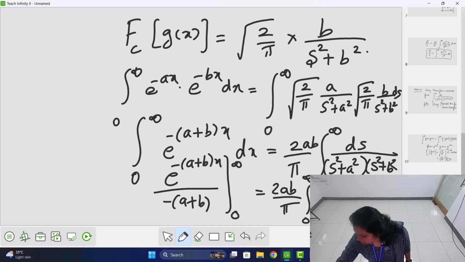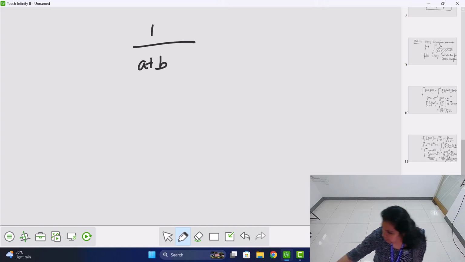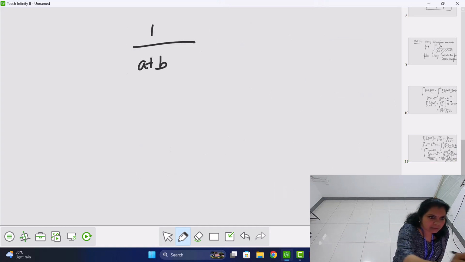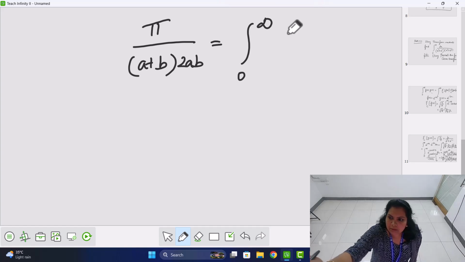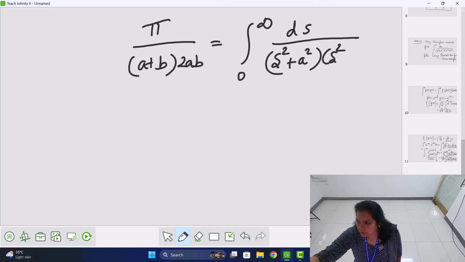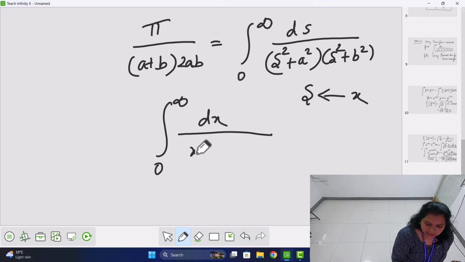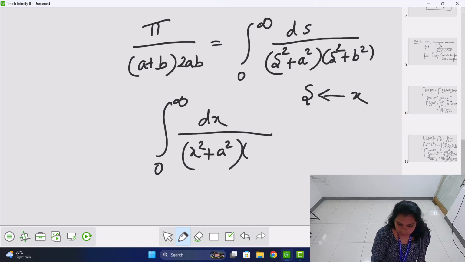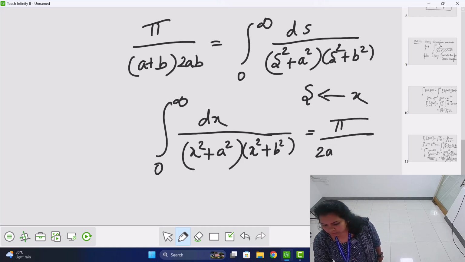Okay. So when you substitute the upper limit, lower limit, you will get it as 1 by a plus b. So bring all this term to the other side. So what do you get? Yeah, pi by 2ab integral 0 to infinity ds by (s square plus a square)(s square plus b square). So changing s to a dummy variable x. So we get the solution. So integral dx by (x square plus a square)(x square plus b square) is equal to this one, pi by 2ab into (a plus b). So we solve the equation.